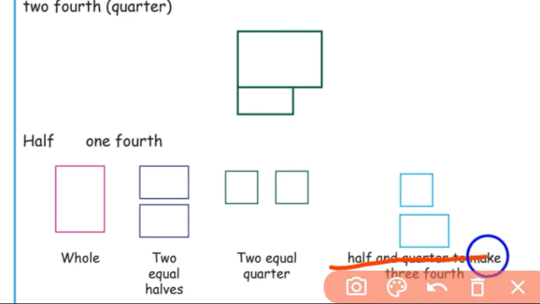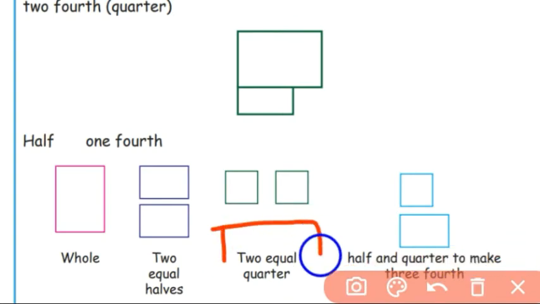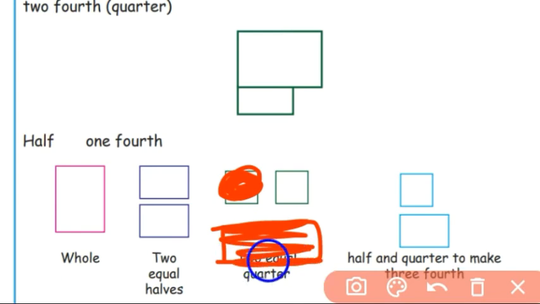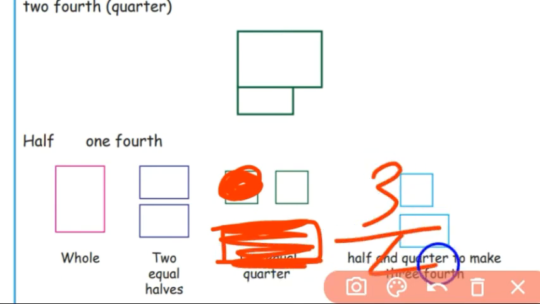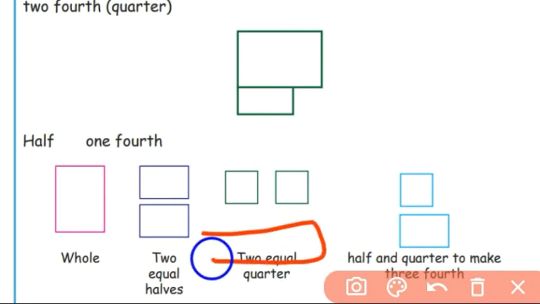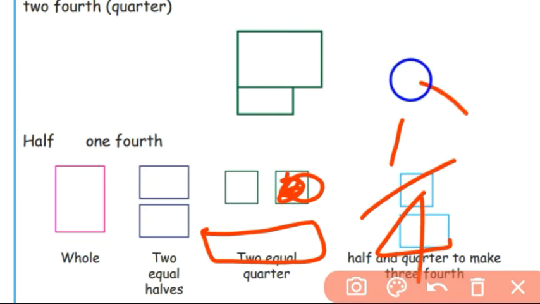See, half and quarter make 3/4. Quarter and 1 half make 3 by 4. And this one is quarter, 1 by 4.